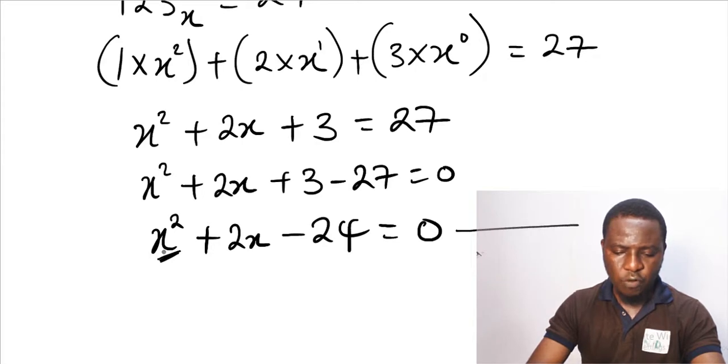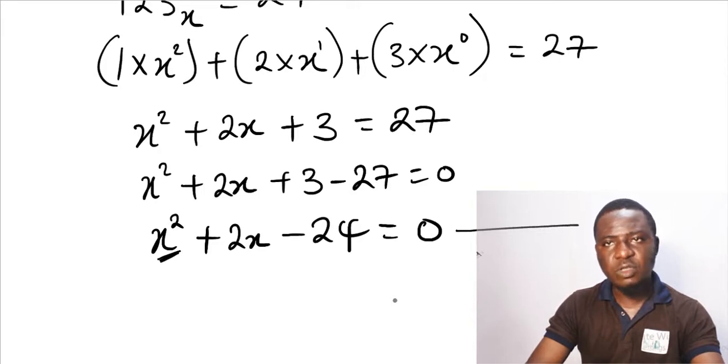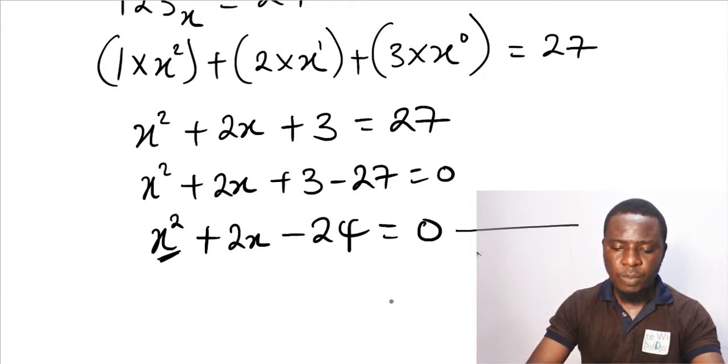Now, for us to factorize this, you discover that there's nothing that is common in it, being a 3-term expression or equation. So in order for us to factorize it, we are going to first of all convert it from a 3-term equation to a 4-term equation. And how do we do that? Or how can we do that?